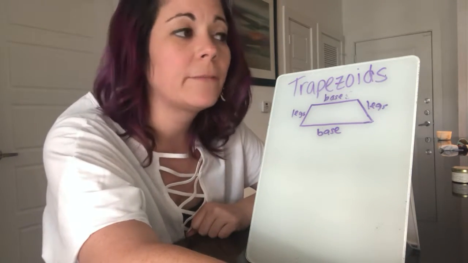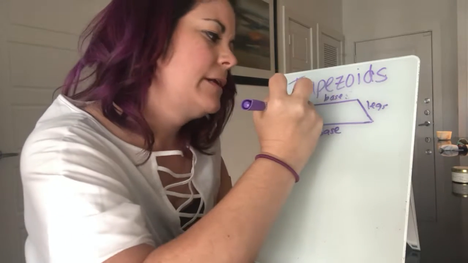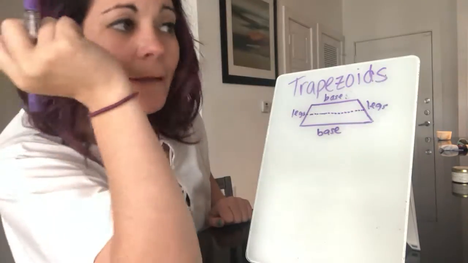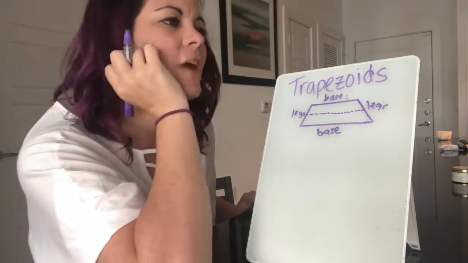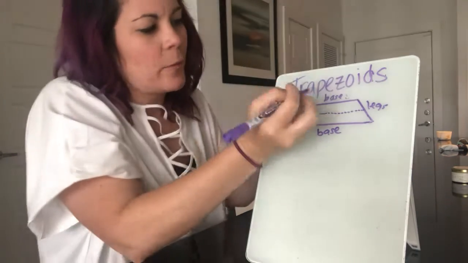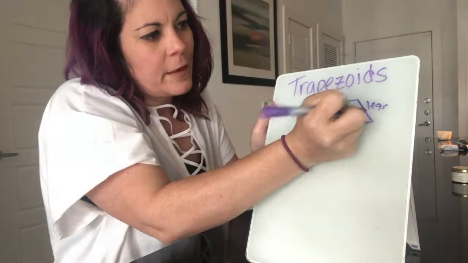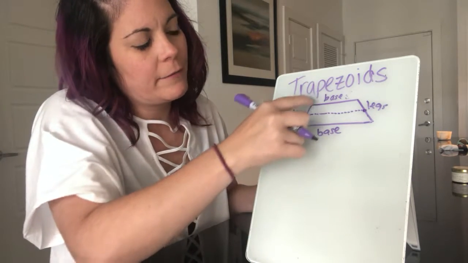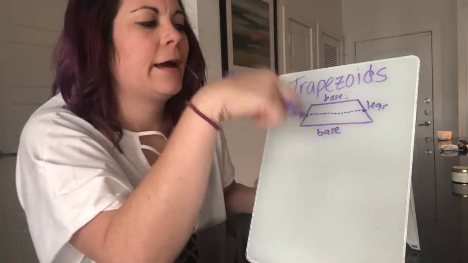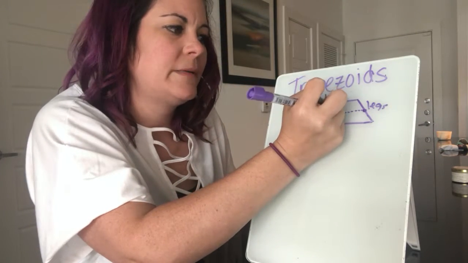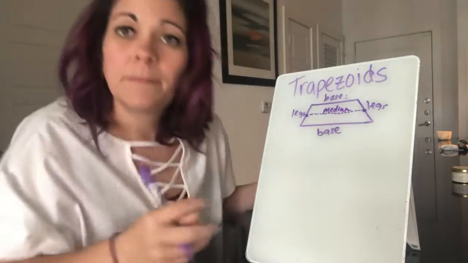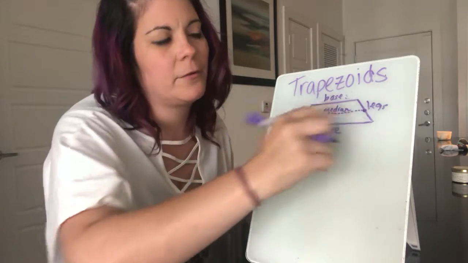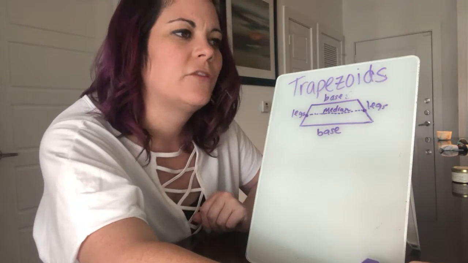And then we have something we call the median. The median of a trapezoid is a segment that joins the midpoints of the legs. Midpoint means that's exactly in the middle of that leg, and that segment is what you call the median, okay? Median means middle. If you found the median of different data, it's the middle number, so median means middle here, it's in the middle of the trapezoid.